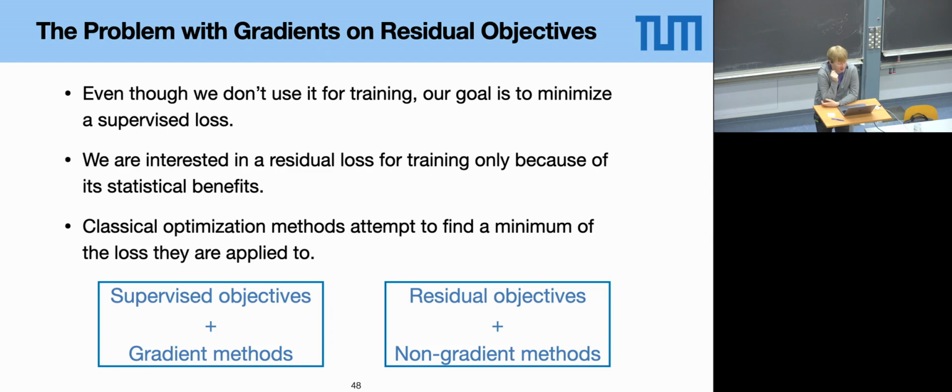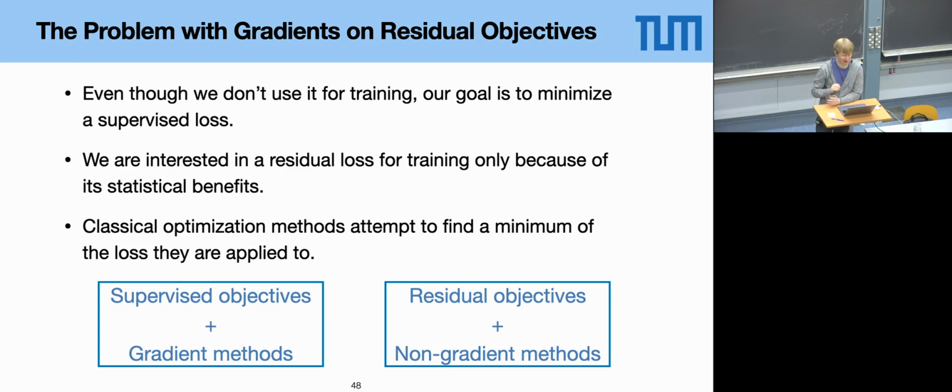We are still interested in finding the true values of a given problem. We use the residual loss for training only because of its statistical benefits. We talked about this in the last section, about the difference between Monte Carlo and temporal difference learning, and that one estimator has better statistical properties.